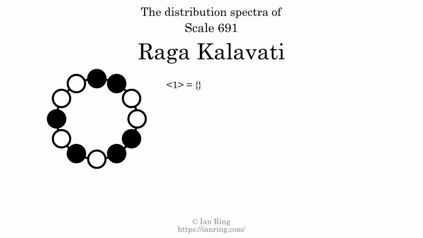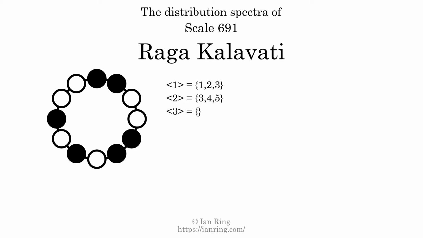The generic interval of one scale step comes in 3 different specific interval sizes: 1 semitone, 2 semitones, and 3 semitones. The spectrum width of this generic interval is the highest, 3, minus the lowest, 1, which equals 2. The generic interval of 2 scale steps comes in 3 different specific interval sizes: 3 semitones, 4 semitones, and 5 semitones. The spectrum width of this generic interval is 2.